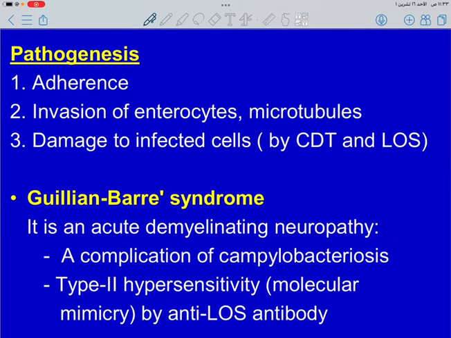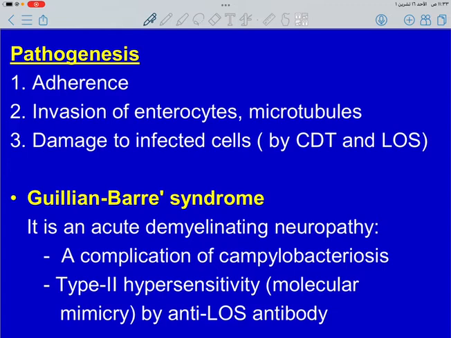Pathogenesis, first of all, as I said previously, adherence. Any microorganism that cannot adhere cannot cause a disease. Secondly, invasion of enterocytes and microtubules of the cells. Enterocytes means the cells of the intestine. And damage to the infected cells by what? By the cytotoxin, the CDT, and lipo-oligosaccharide.